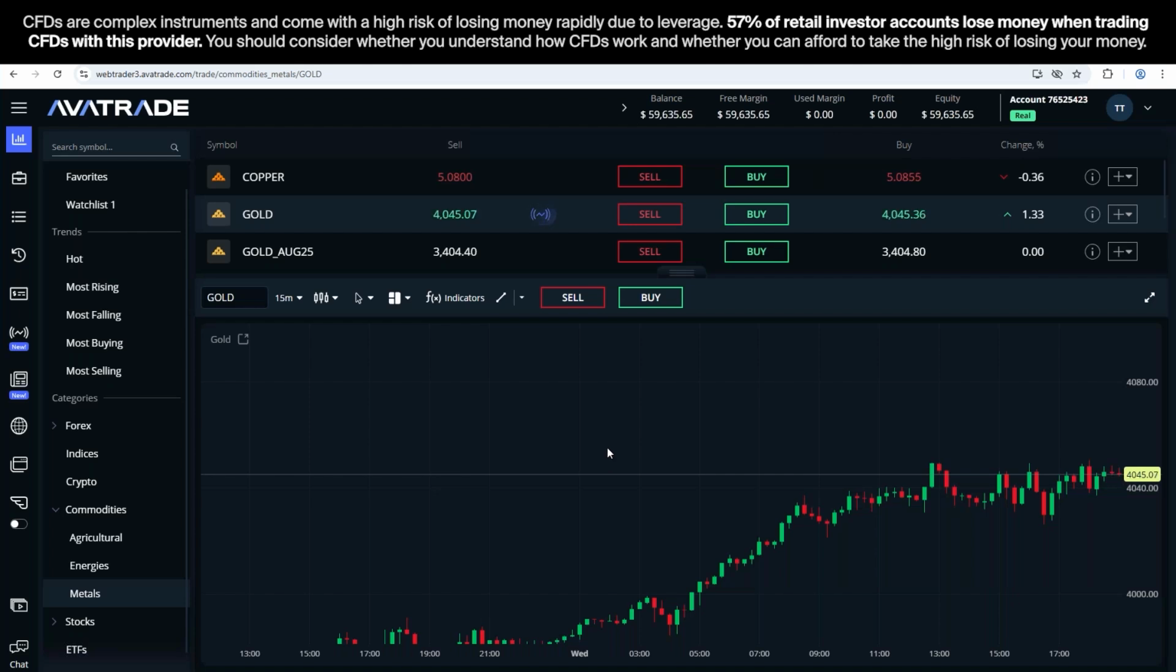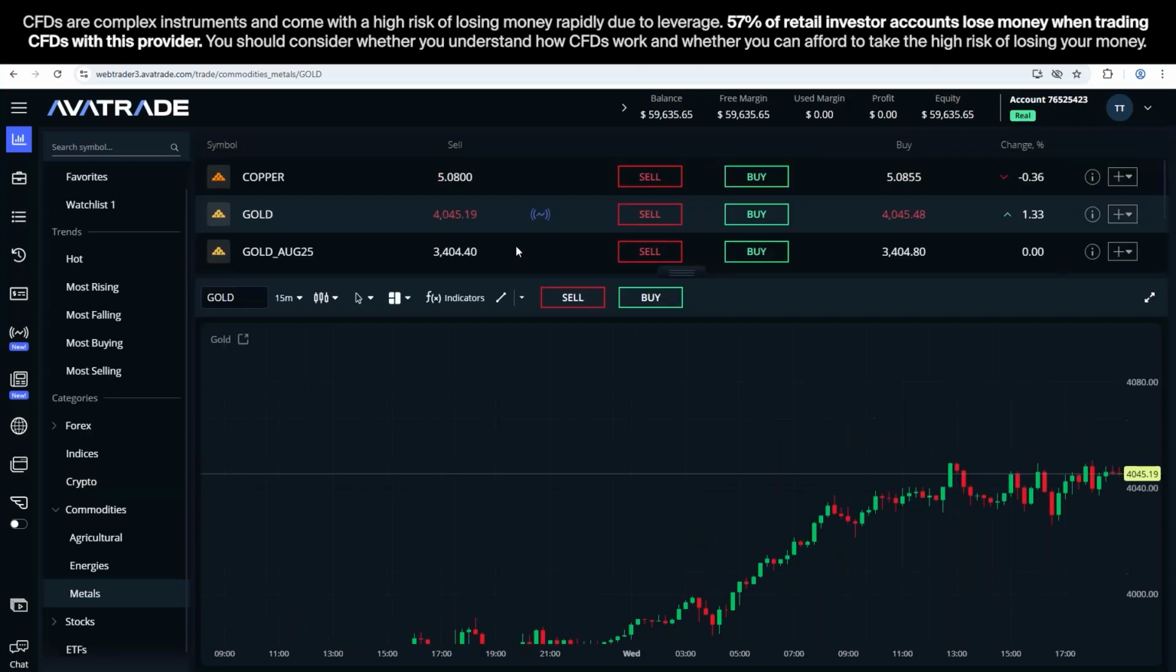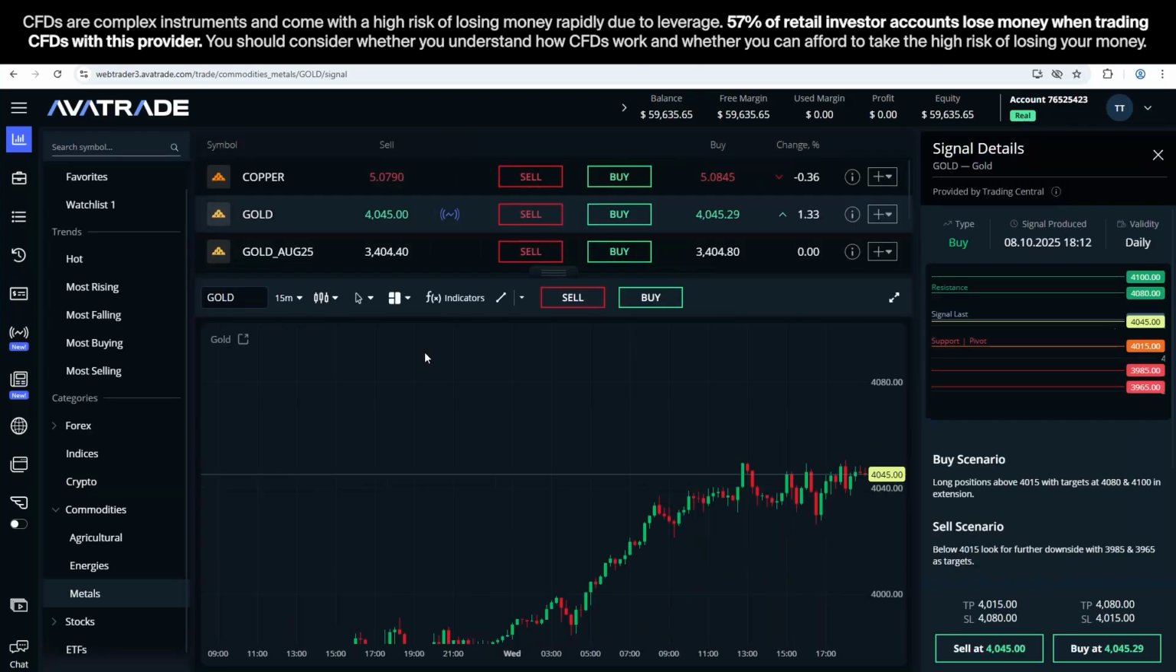Now, the technical side of things, and since we have the gold chart up, we can go ahead and look at if there's a signal. There is a signal on gold. The signal is to buy on gold. It doesn't surprise me from a fundamental perspective, as we just talked about.